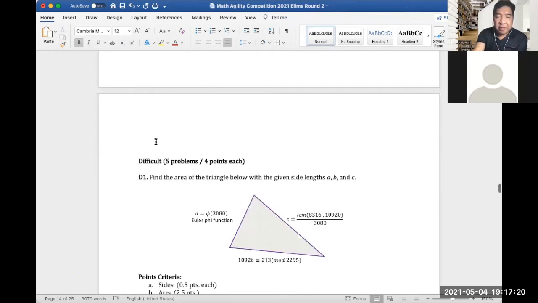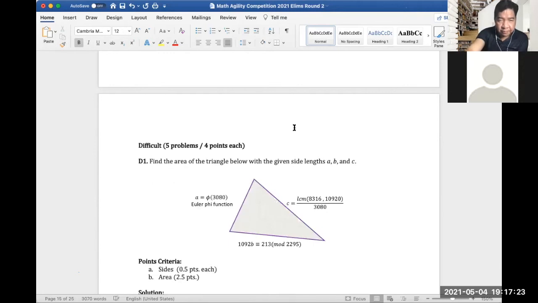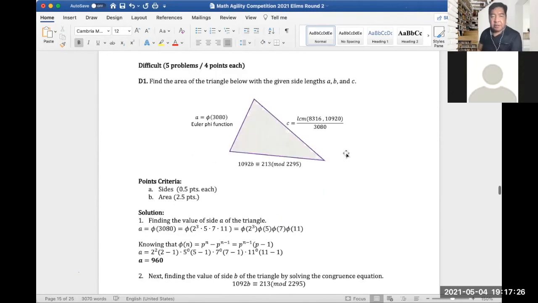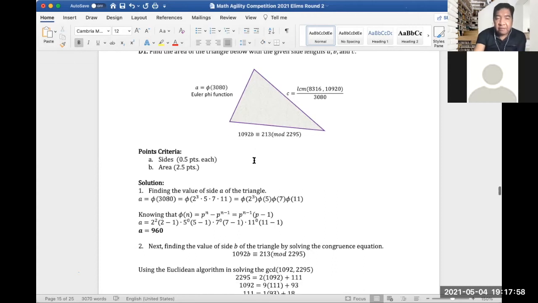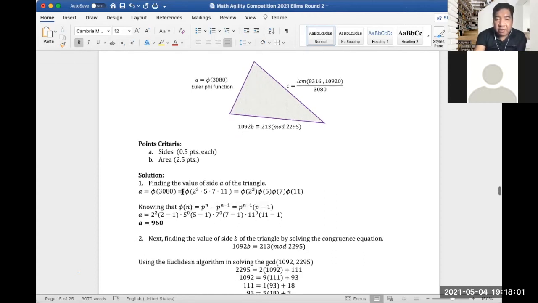Okay, so let's move to the difficult problem. D1 is: find the area of the triangle below with the given side lengths A, B, and C. A is equal to the Euler phi function of 3080. B is equal to 1092 to the 213 mod 2295. And then C is equal to the LCM of 8316 and 10920, all over 3080. So first, let's solve A, which is the Euler phi function.